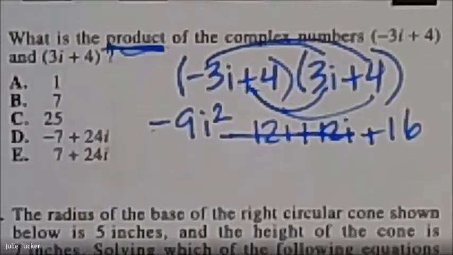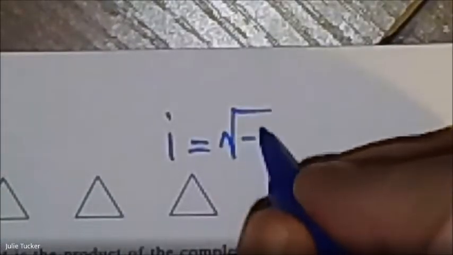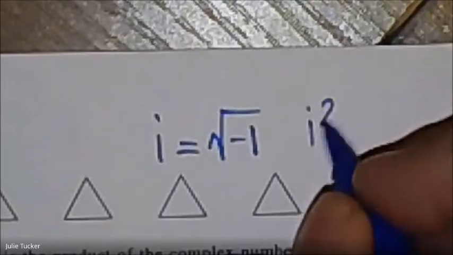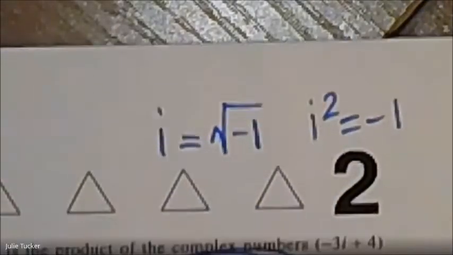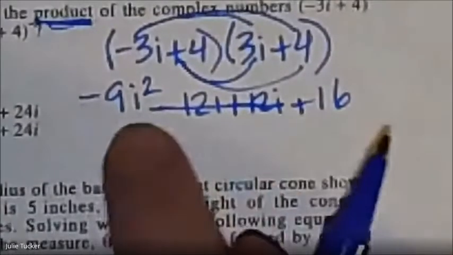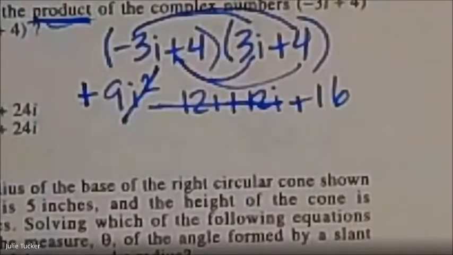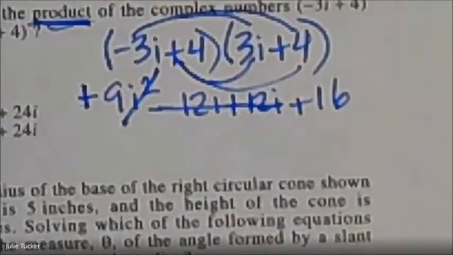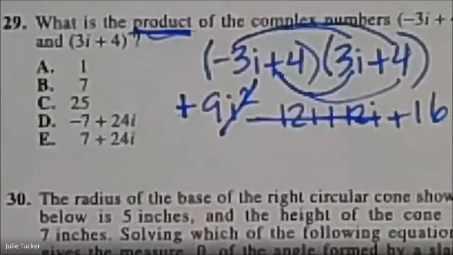Do you remember that i squared is negative 1? I is the square root of -1, and i squared is -1. So that right there, -1. So I'm going to go 1, and I'm going to change the sign to make it a -1 times -9 is positive. So now what is the answer? 1.5.